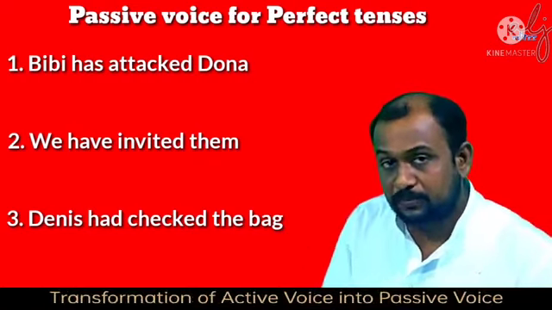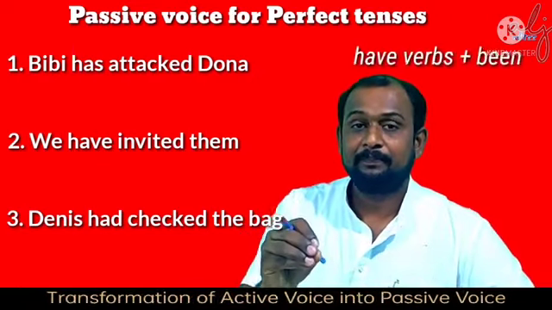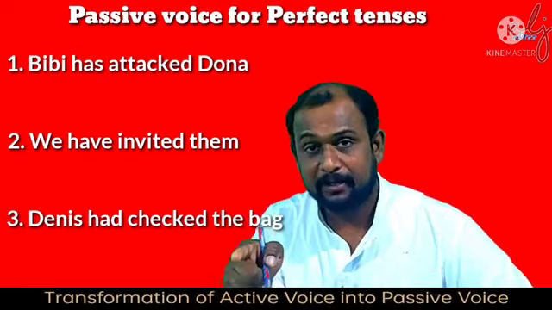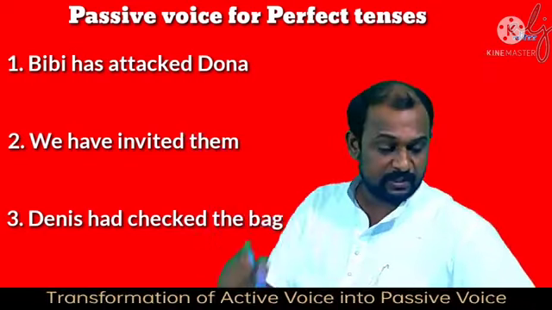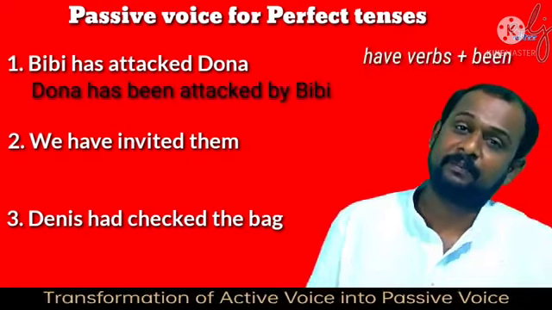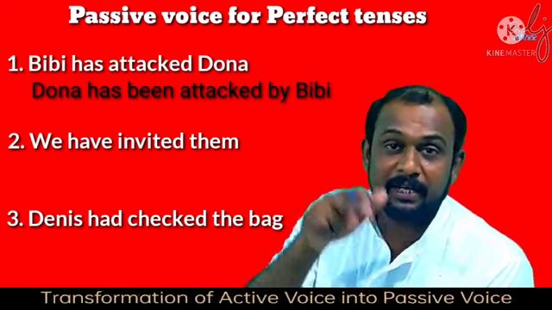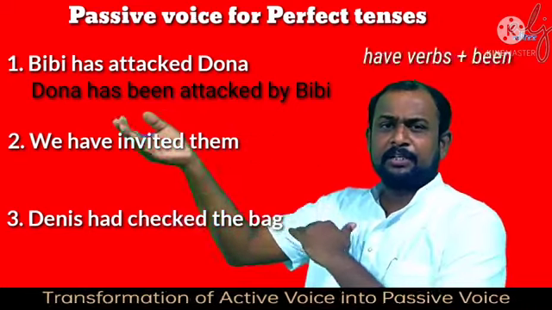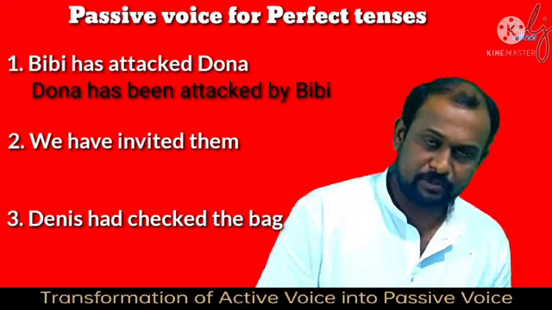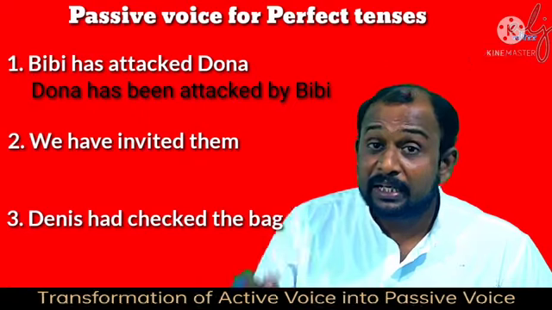So in perfect tenses we use have verbs. Along with have verbs, in passive voice we have to use been, B-E-E-N, been. In case of continuous tenses use being, but in case of perfect tenses use been. See the first one. Bibi has attacked Donna becomes Donna has been attacked by Bibi. Subject has become object, object has become subject, attacked remains as it is because it is the past participle, and has been is used. See the new word, been. So it is mandatory to use been in case of perfect tense.